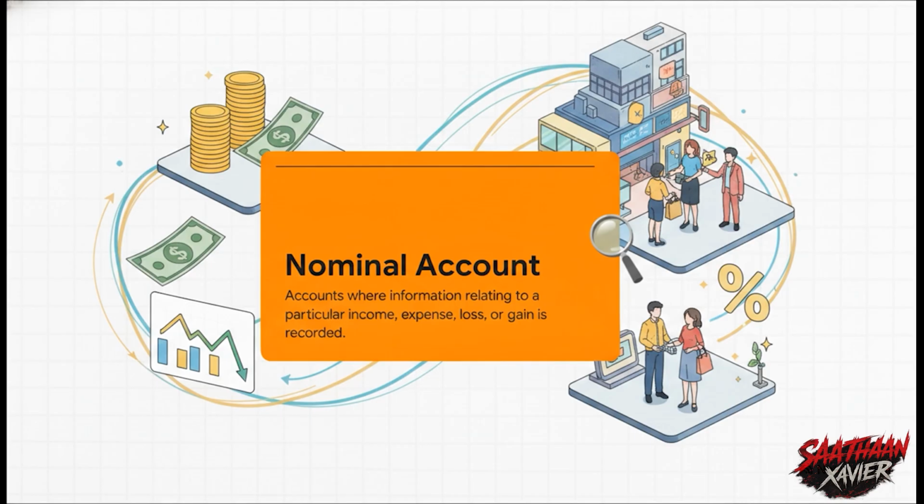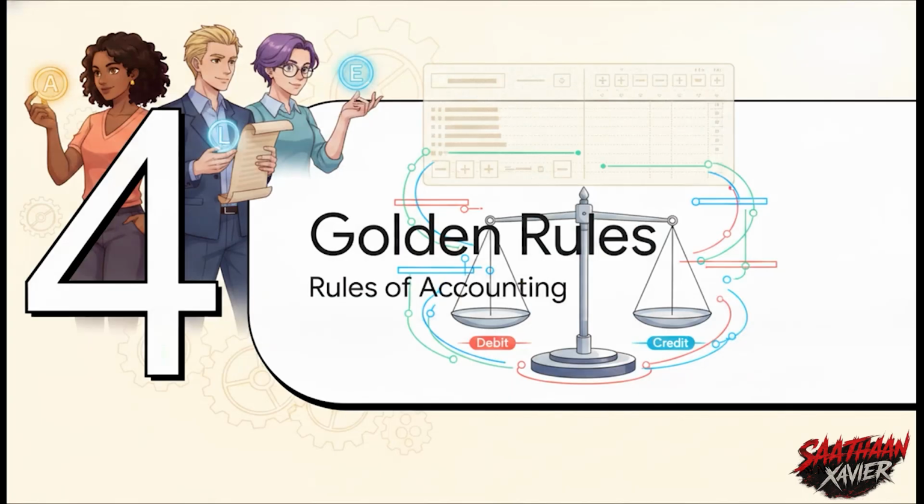Think of paying salaries, paying rent, earning sales revenue, or giving a customer a discount. These don't represent a physical asset or a person. They're just tracking the flow of wealth coming in and going out over a specific period of time. Okay, Section 4, the golden rules of accounting. We are now moving to the strict laws that govern exactly how these 3 types of accounts interact.